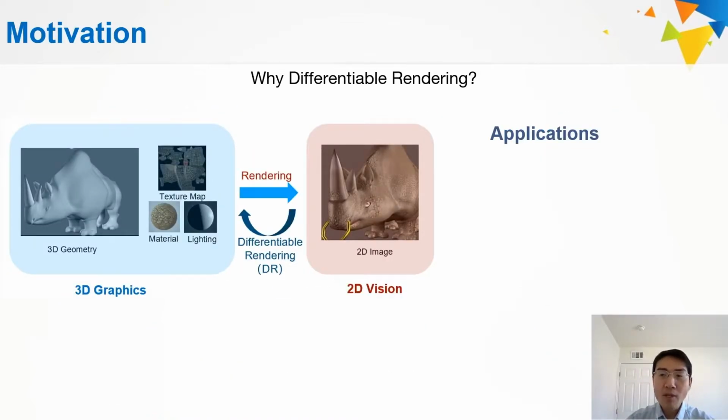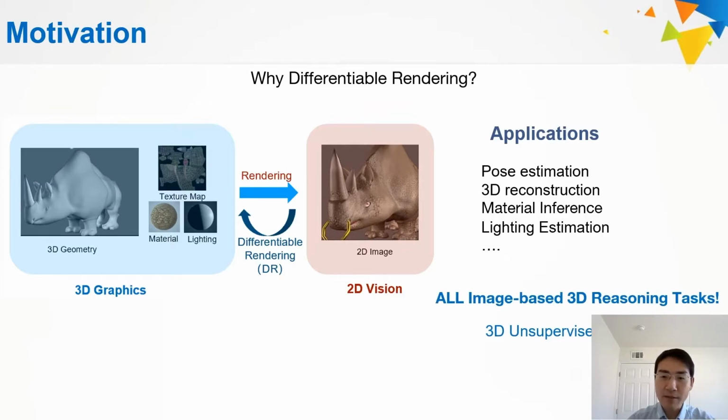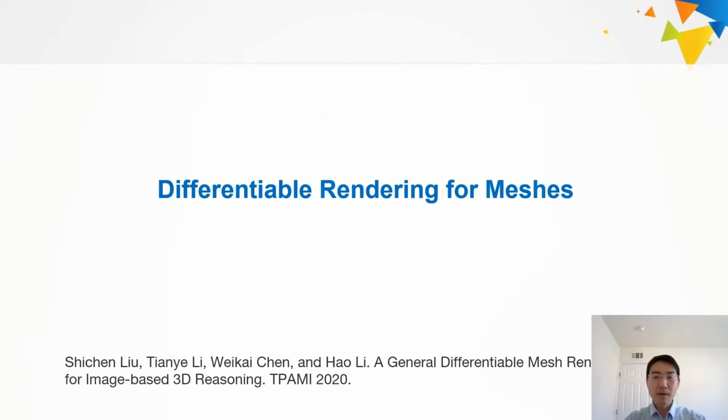So, what are the applications? It has many useful applications. For example, pose estimation, 3D reconstruction, material inference, and lighting estimation. As long as we have enough 2D information, we can estimate all these 3D properties. One important part I want to emphasize: all these parts are unsupervised.